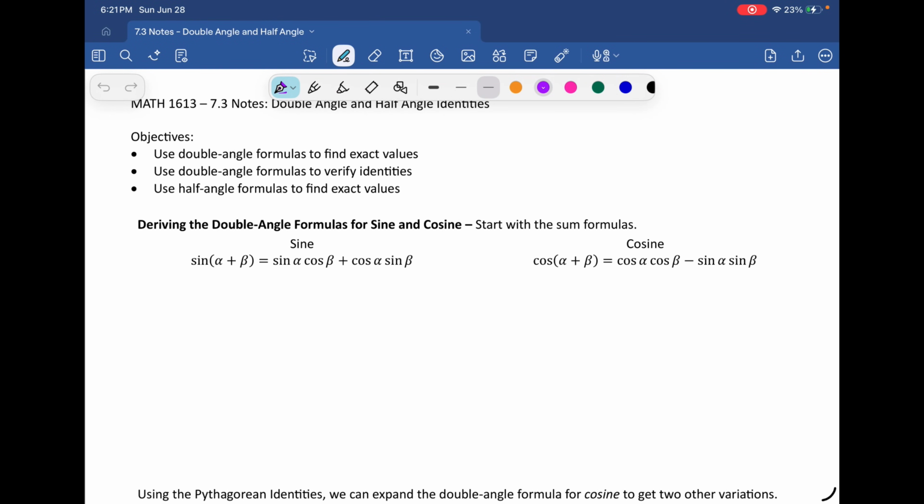All right, in 7.3, we're going to be doing double angle and half angle identities. There's a third one that we don't really cover. It's called the reduction identity, and I've literally never seen that being used other than in this lesson. So we're just going to do these two.